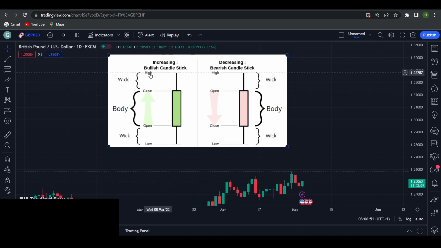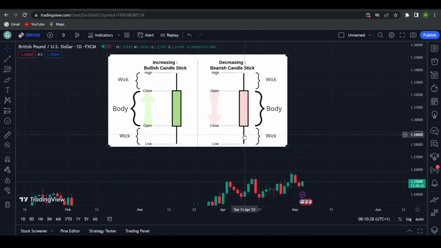And then we have these tails or wicks, as they're called, representing the highest point that price has reached and the lowest point on the downside. These are the same for both bullish and bearish candles. So the high on the wick and the low are the same for both of these candles.